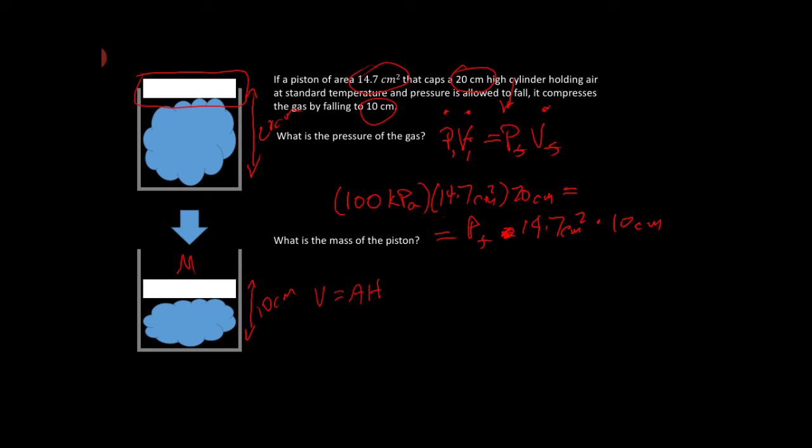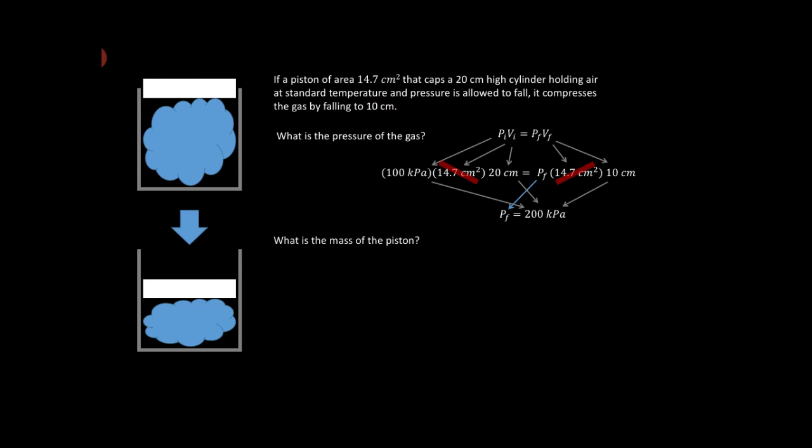This is where not doing multiplications until we have to is good, because that area and that area are the same, so we don't have to worry about them, they cancel. And we see here the centimeters cancel, and this is 20 and this is 10, so PF is just the 100 kilopascals times 20 over 10, or 20 times 2, which is 200 kilopascals. So not something that should drive you crazy. Okay, so that's sort of the first part.